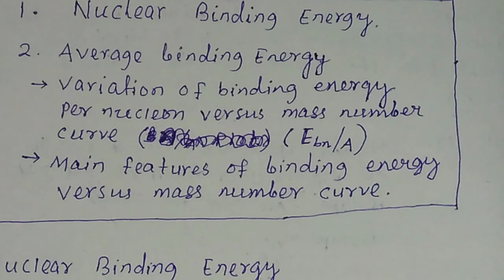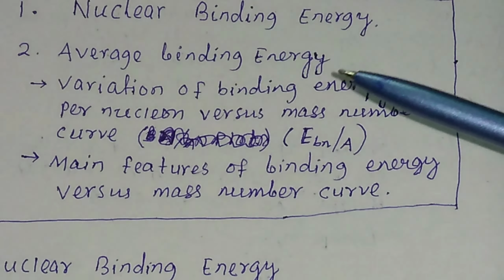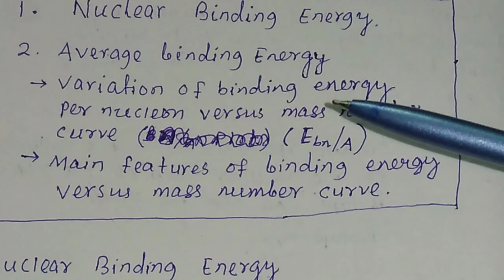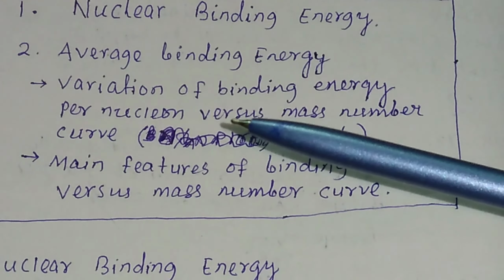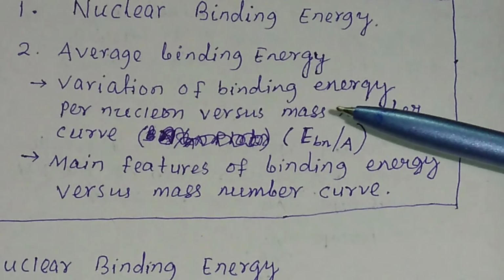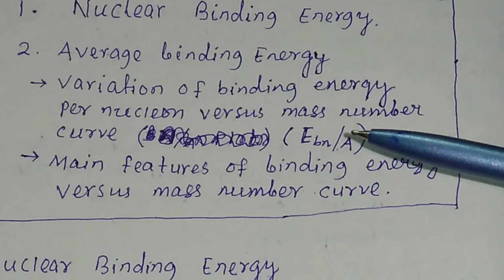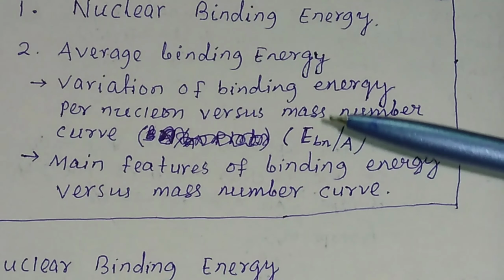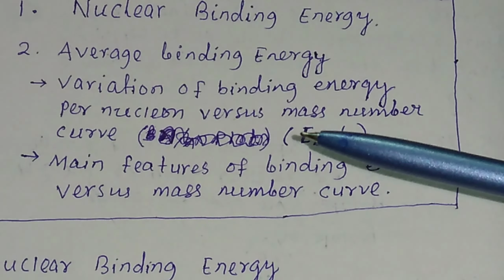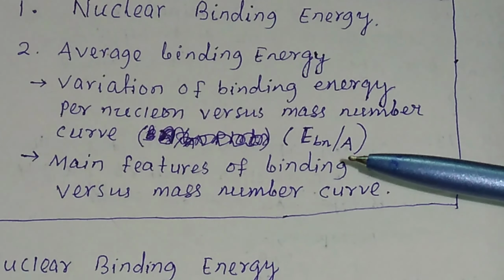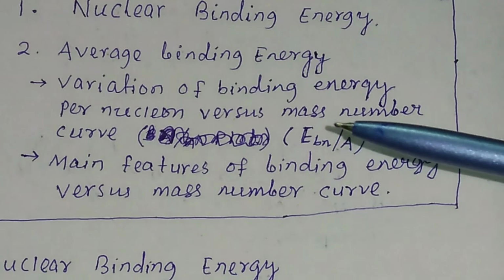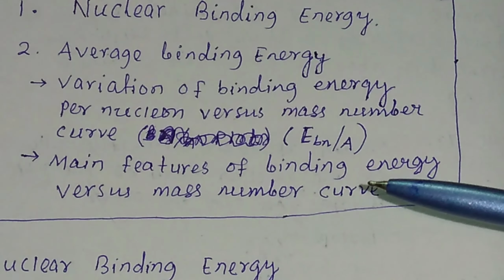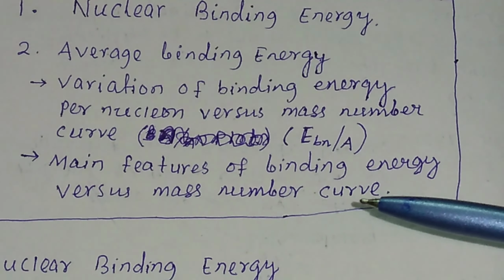In this video, we'll discuss nuclear binding energy, average binding energy, that is the binding energy per nucleon, and the variation of binding energy per nucleon versus mass number curve, that is EBN. This is the binding energy per nucleon versus mass number. Mass number is A. And we also discuss the main features of the average binding energy versus mass number curve.